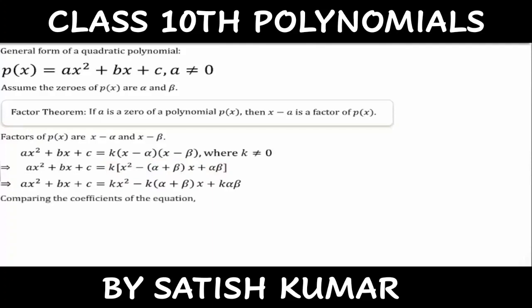Now, let's compare the coefficients on both the sides of the equation. a is equal to k. This is by comparing the coefficient of x square. Let this be equation 1. b is equal to minus k multiplied by alpha plus beta. This is by comparing the coefficient of x. Let this be equation 2. And c is equal to k multiplied by alpha multiplied by beta. Let this be equation 3.